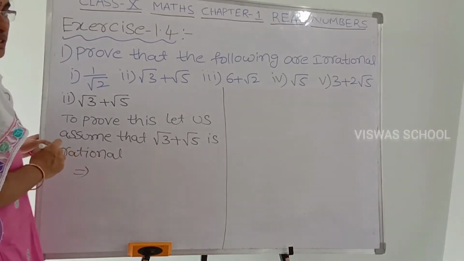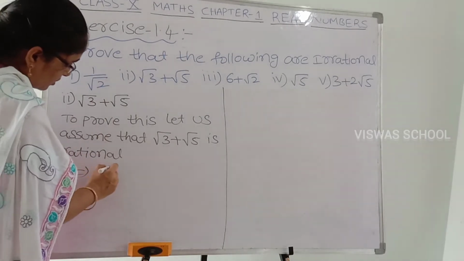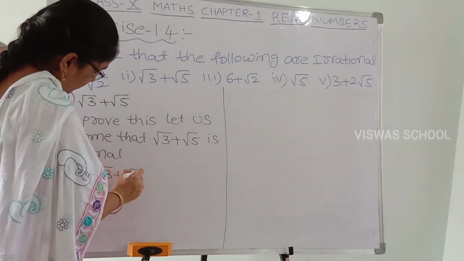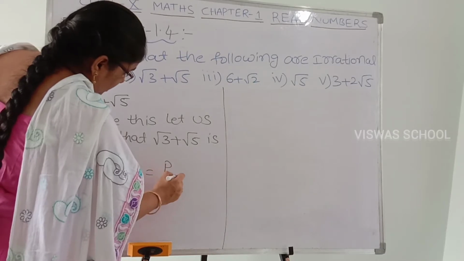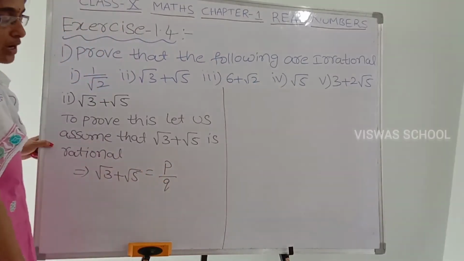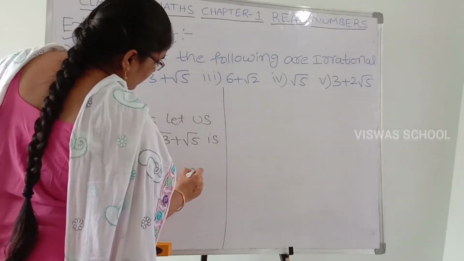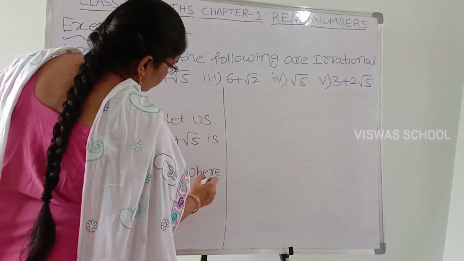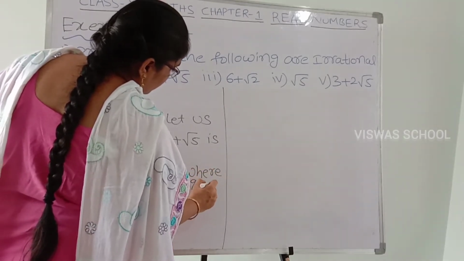If it is rational, it is in the form of P by Q. Root 3 plus root 5 equals P by Q form, where Q is not equal to 0, and P and Q are integers.